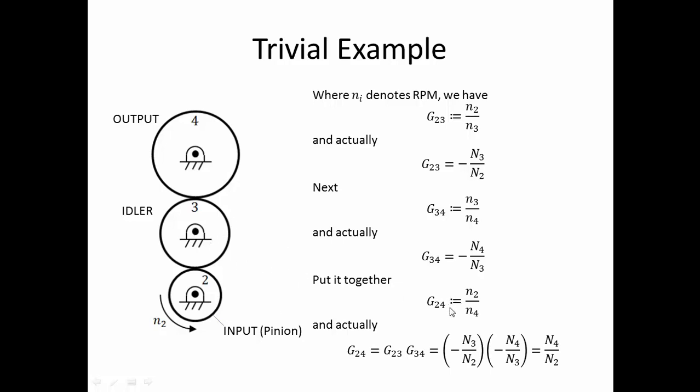If you were to put it all together, sort of a compound machine, 2 is your input, 4 is your output. So it would be defined as the speed of the input 2 divided by the speed of the output 4. And we know that that's actually equal to the product of the 2 stages, where I take this part here, plug it in there, and this part here and plug it in there, simplify it, and we get N4, the number of teeth of the output gear, divided by N2, the number of teeth on the input gear. Again, where N3 cancels and the 2 minus signs combine.